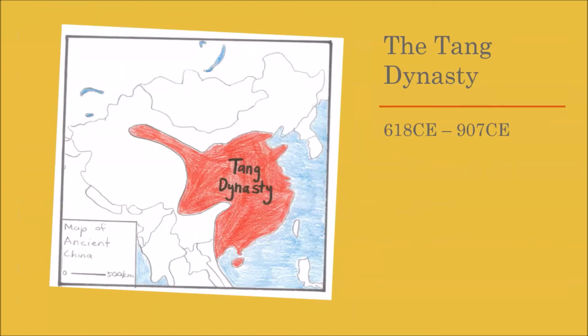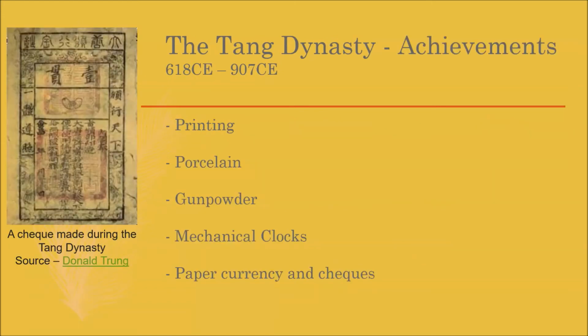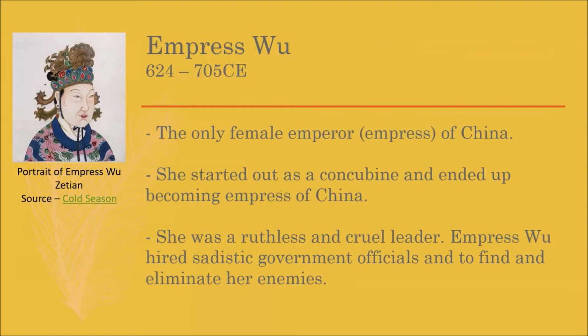So next up we do have the Tang, so we can see their dynasty has expanded much more. So this dynasty were known for a practice called foot binding. Tea was introduced from Southeast Asia, and they re-established the safety of the Silk Road. So these are some other achievements of the Tang Dynasty. They were known for the printing press, porcelain, gunpowder, mechanical clocks, and paper currency and checks.